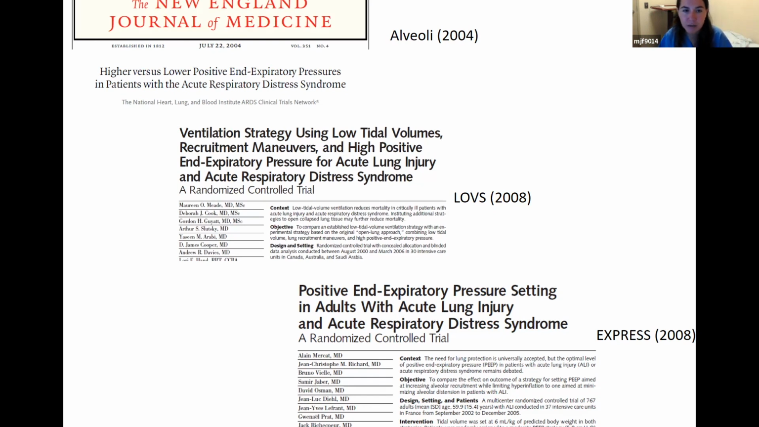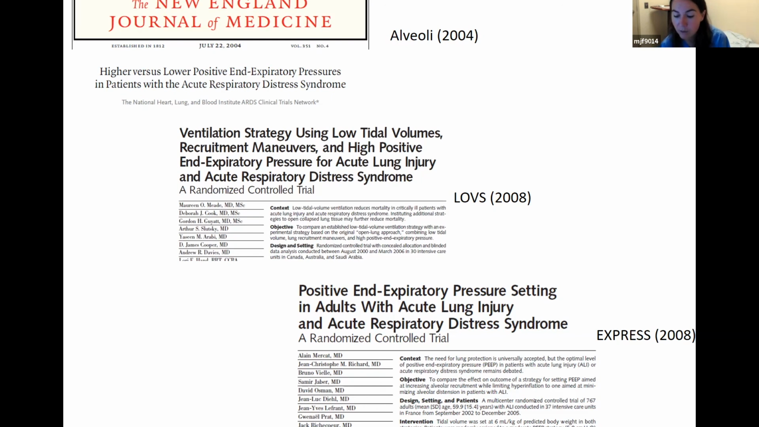So these are the trials that compared the high PEEP strategies and low PEEP strategies. The ALVEOLI trial had a high PEEP ladder with a mean PEEP of 13.2 versus a low PEEP ladder with a mean of 8.3. This trial was stopped early due to futility. The mortality rates in the two groups were almost exactly the same.